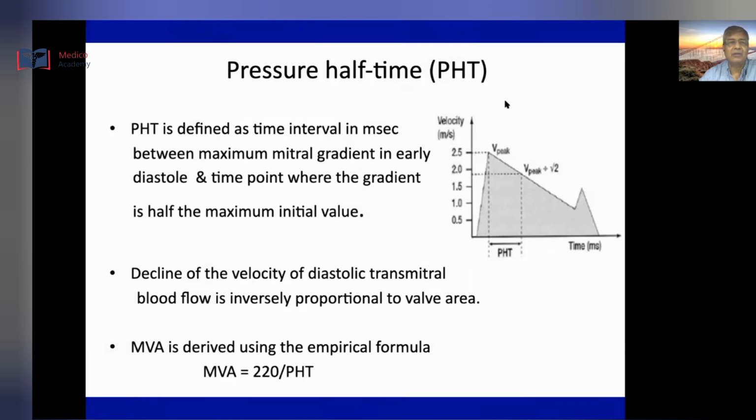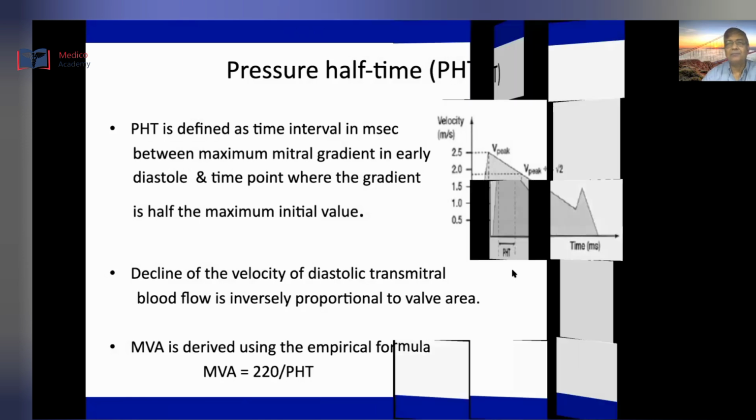More commonly, the mitral valve area is calculated by using a formula, what is called the pressure half-time method. What is pressure half-time? Pressure half-time is defined as the time interval, in milliseconds, between the maximum mitral gradient and the time point where the gradient is half. So this is the maximum mitral gradient, this is the minimum. And when it becomes half the mitral gradient, that is the time interval you can say is PHT, and mitral valve area is calculated by the formula: mitral valve area is equal to 220 divided by PHT in milliseconds.